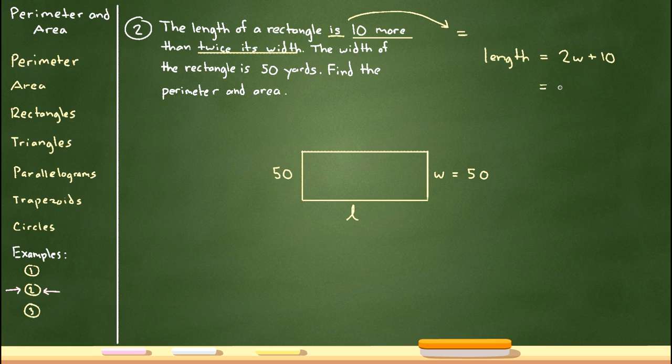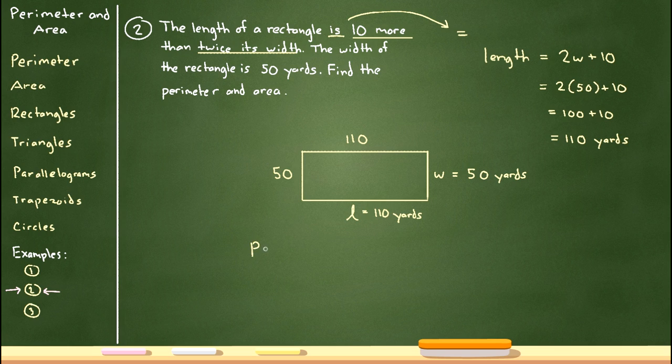So I know that the width is 50, so this is going to be 2 times 50 plus 10. So 2 times 50 is 100. Adding 10, so 100 plus 10, we get 110. Now, what are the units on here? We're talking yards, right? So this is going to be 50 yards, and this is going to be 110 yards. So now I have a nice picture. I know the sides of my rectangle, and I can now go ahead and find the perimeter and the area.